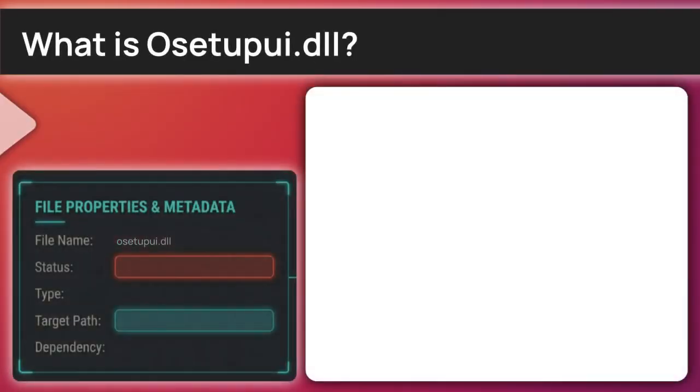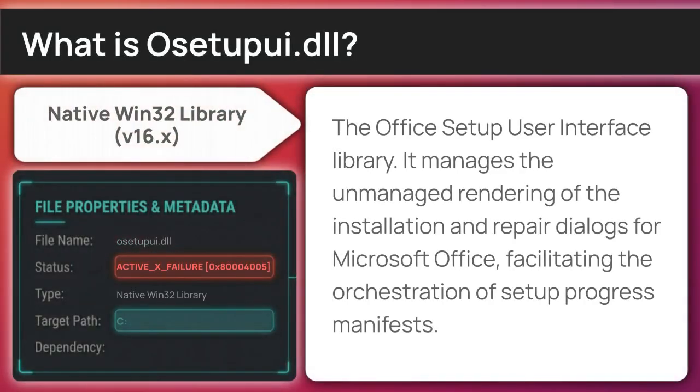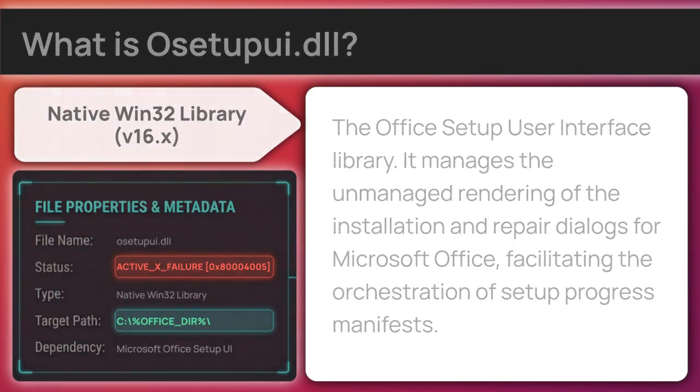This is the Osetupui library, the Office Setup User Interface library. It manages the unmanaged rendering of the installation and repair dialogs for Microsoft Office, facilitating the orchestration of setup progress manifests. Let's get to work. We'll start with the most common fix for this specific error.